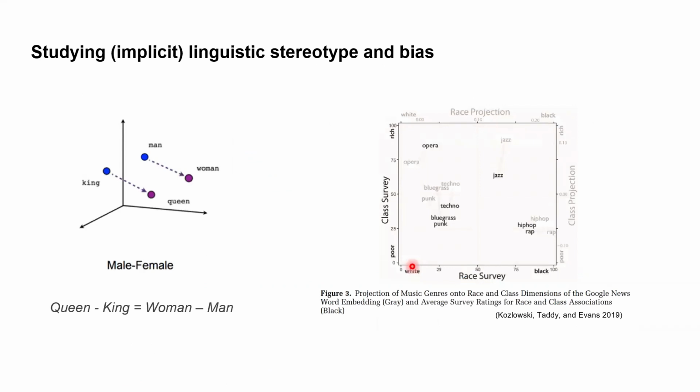There's another example here, studying implicit linguistic stereotypes and biases. This kind of research method can help social science research, like on linguistic stereotypes and biases. King and queen have a closer relationship. Their distance should be very close to the distance between man and woman, right? So then you can calculate queen minus king equals woman minus man.